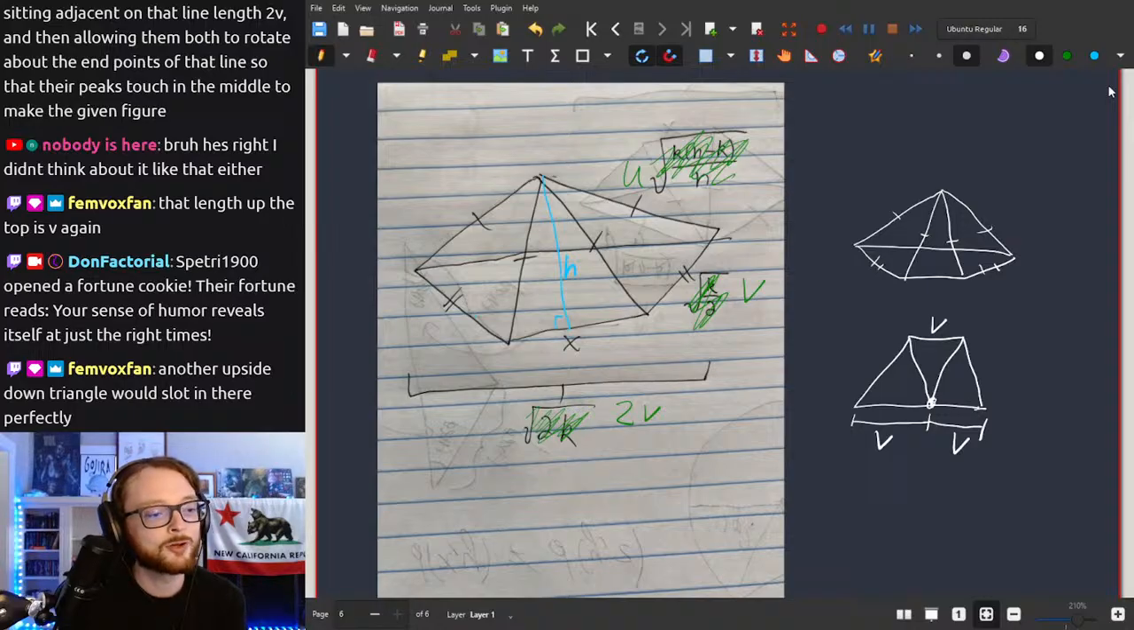Another upside down triangle would slot in there perfectly.